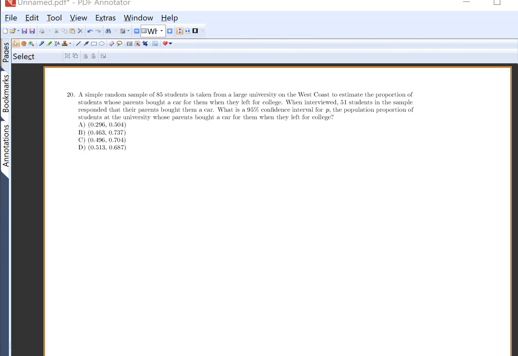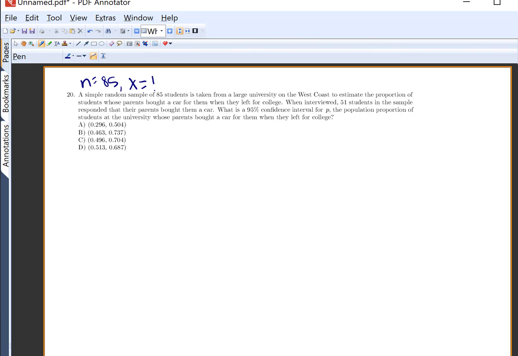On this problem, we're talking about proportions. It tells us we have a simple random sample of 85 students, so n equals 85. And we want to estimate the proportion of parents who bought them a car, when an interview of 51 said their parents bought them a car.